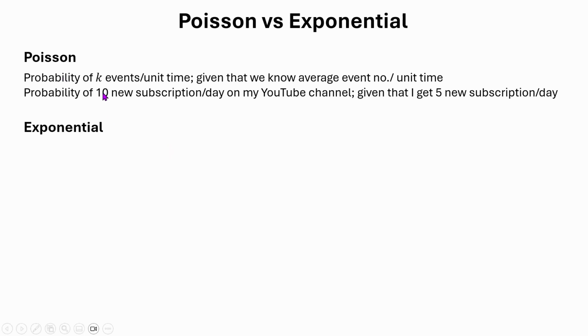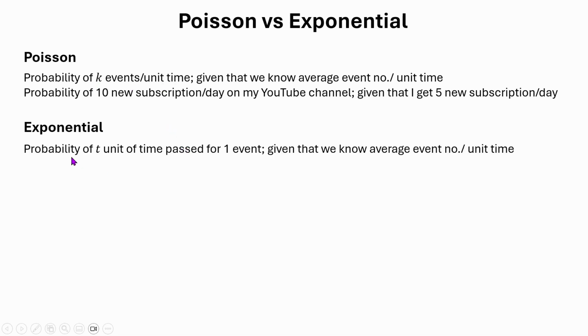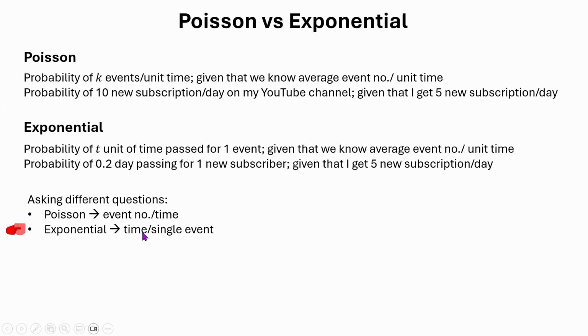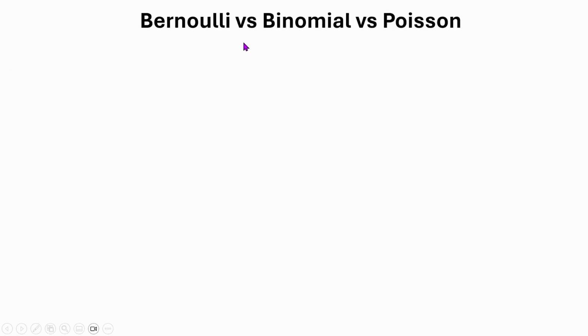But the exponential distribution asks you the inverse question, the opposite question. Here we are talking about k events per unit time, but in exponential, we are asking what is the probability of t units of time passing for one single event. The given thing is exactly the same; there is no difference in what is given. Just to give an example, the probability of 0.2 day passing for one new subscriber. Basically, here we're asking how much time passes for one new event. That is the exponential distribution. Just to summarize, we are asking different questions in the two cases. For Poisson, we are asking events per time, and for exponential, we are asking the time per single event.